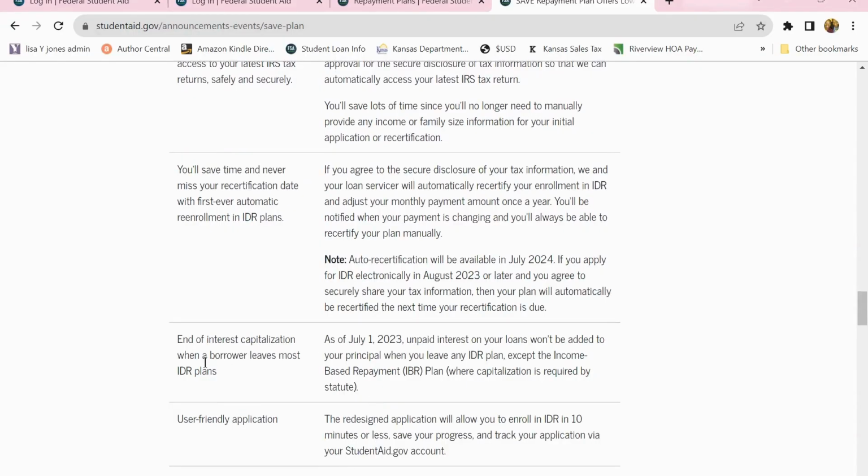End of interest capitalization when a borrower leaves most income-driven repayment plans. As of July 1st, 2023, unpaid interest on your loans won't be added to your principal when you leave any income-driven repayment plan except for the income-based repayment plan. If you're in an income-based repayment plan right now, then it has to capitalize anyway, because you're already in it. So just a heads up that once you change out and go to the SAVE plan, that might be a question for them, because they're trying to keep you from having to do all the interest. So I would definitely ask that.